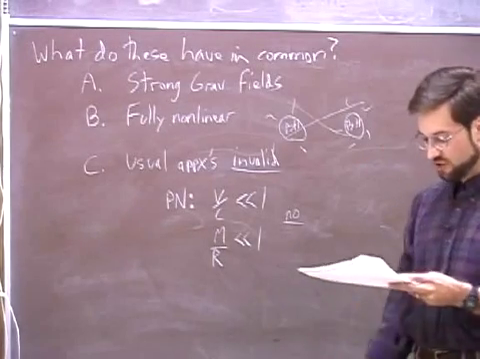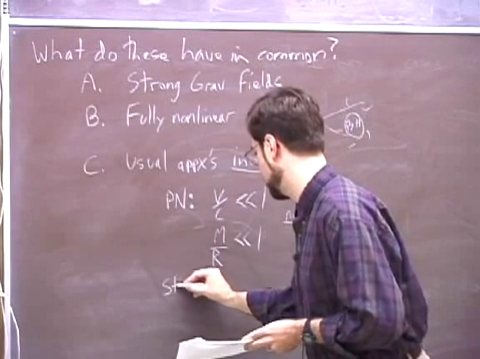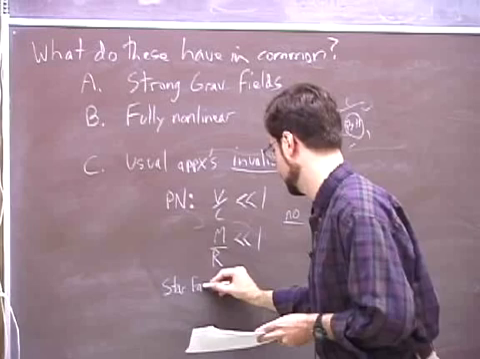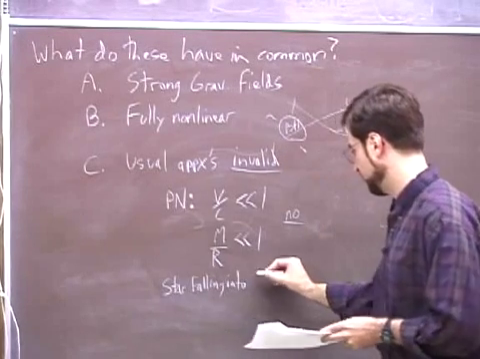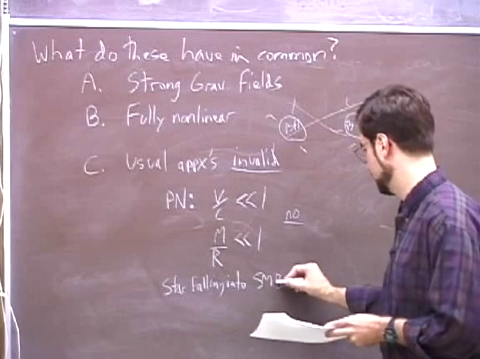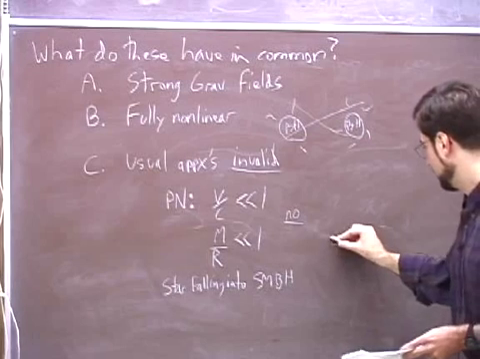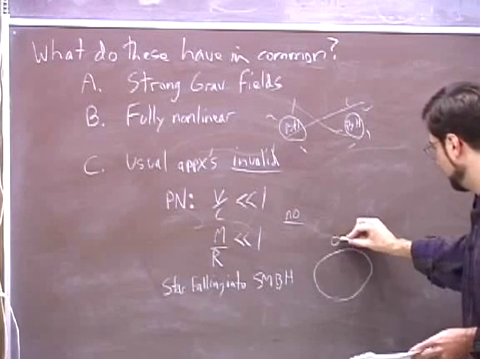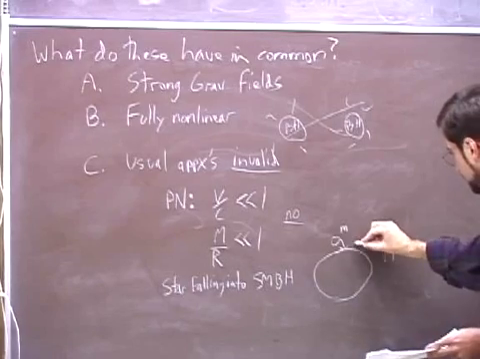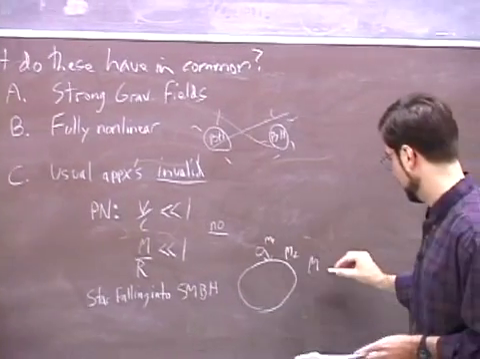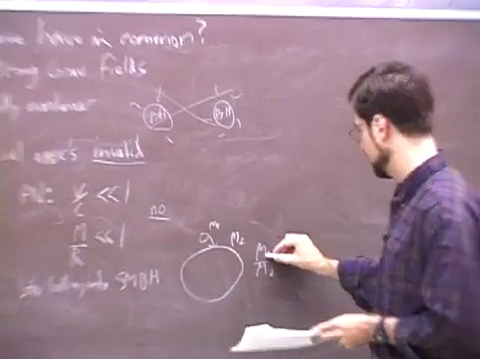Other types of approximations that people make are, say, for a star falling into a supermassive black hole. Here's another source that we've talked about. In that case, you can make an approximation if this is M1 and this is M2. You say M1 over M2 is very small.